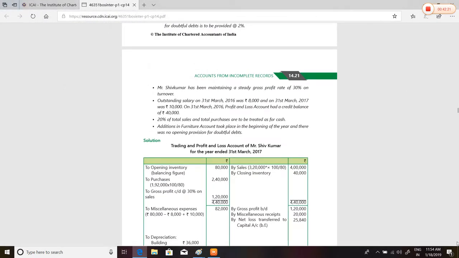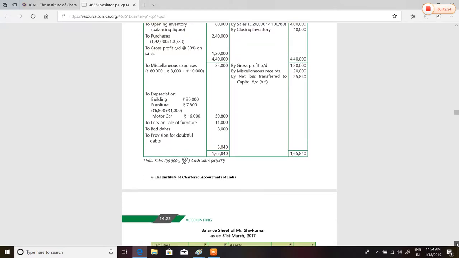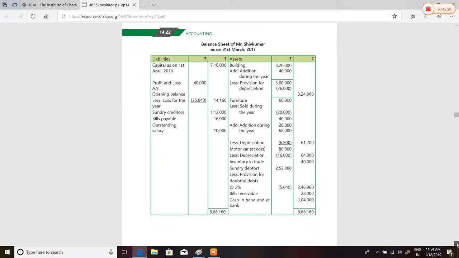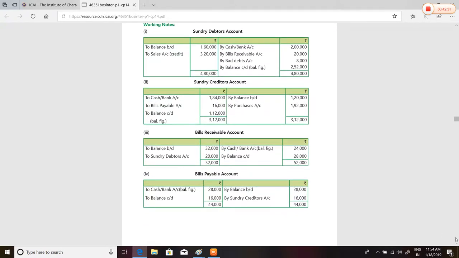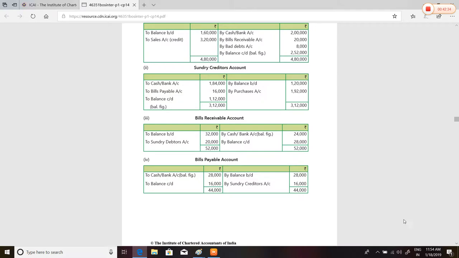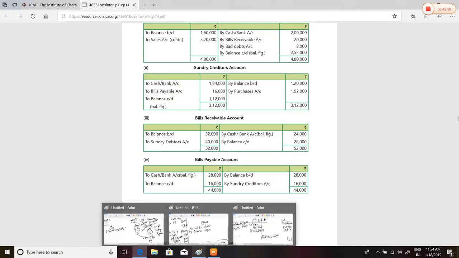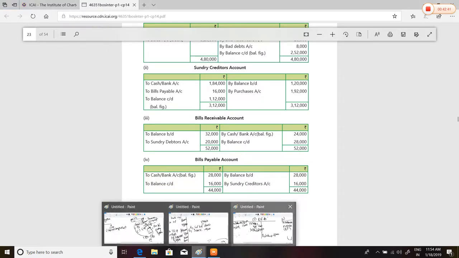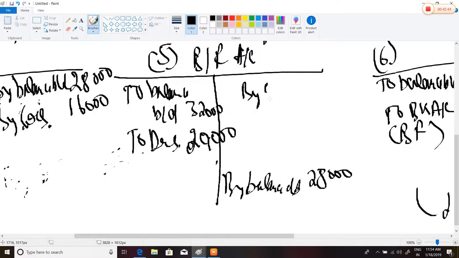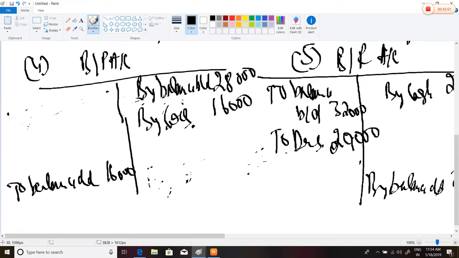$24,000 is for the bills receivable. See, by cash 24,000 here. If you calculate here, then to cash 28,000. Okay.